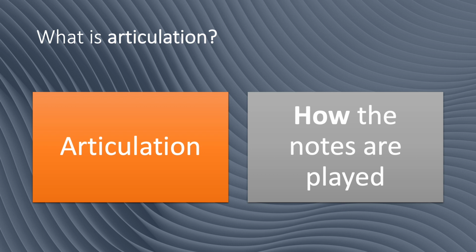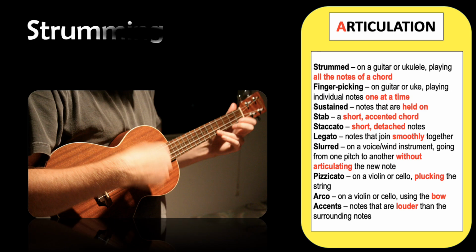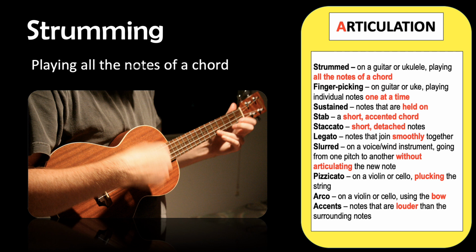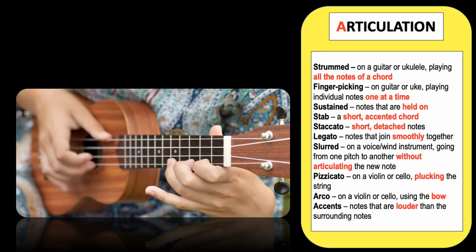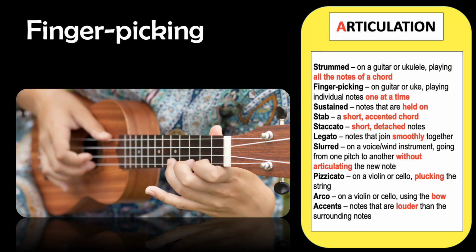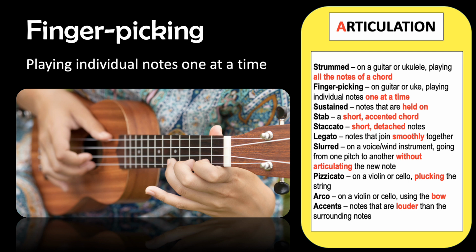Next, we're going to move on to articulation. Articulation is all about how the notes are played. Strumming is when you're on a guitar or a ukulele, and it's when you're playing all of the notes of the chord at the same time. Finger picking is when you're playing individual notes of the chord, one at a time.